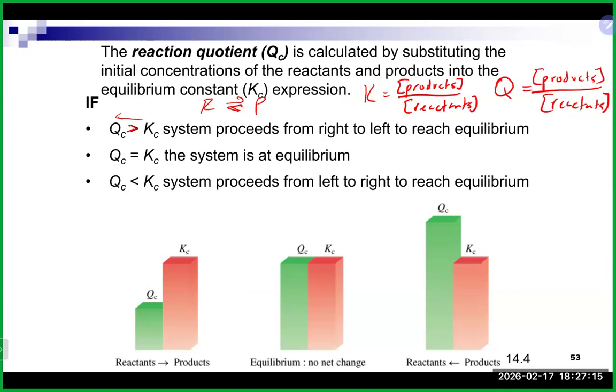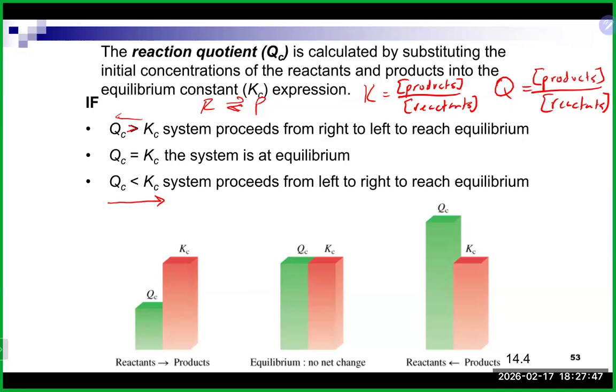If you calculate Q and it's less than K, you are not at equilibrium. It needs to go towards products to reach equilibrium. And that is the way the reaction will actually basically proceed. So if Q is greater than K, basically the reverse reaction is going to happen. And if Q is less than K, then the forward direction is going to happen. Obviously, if Q is equal to K, it will be at equilibrium. It won't really go either way. It's happy the way it's at.